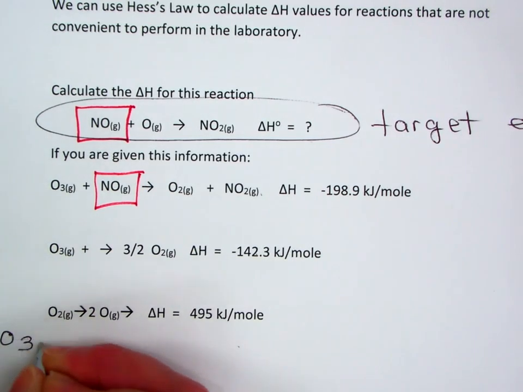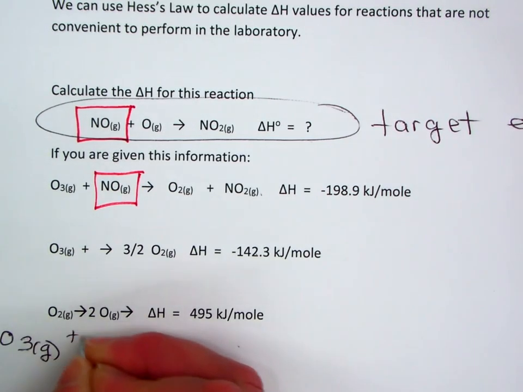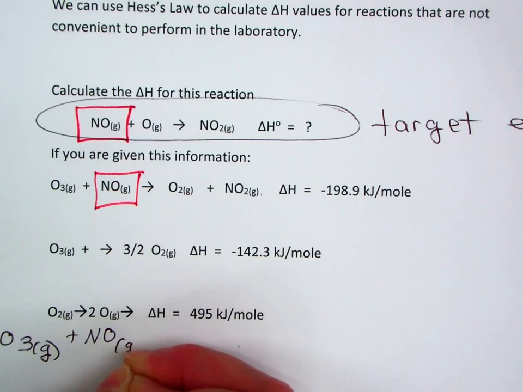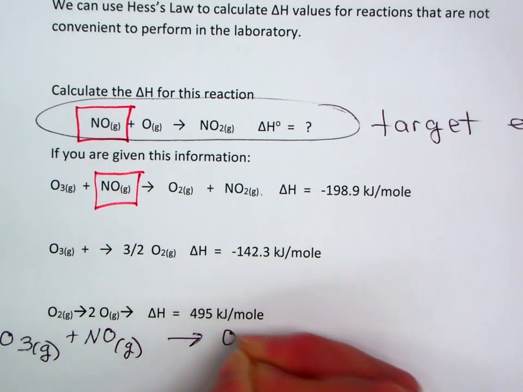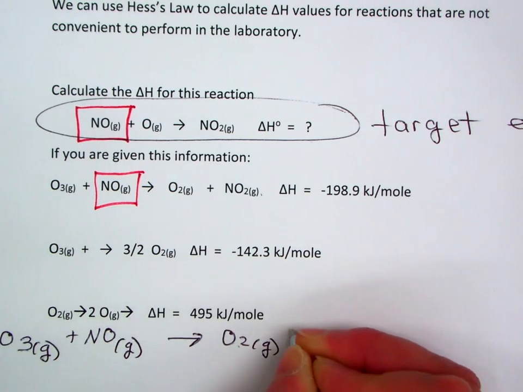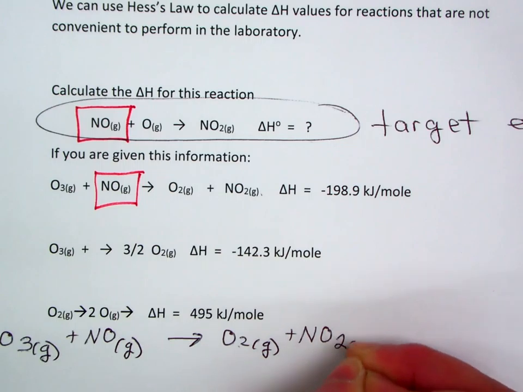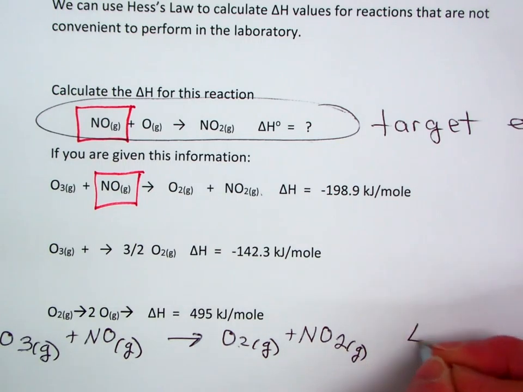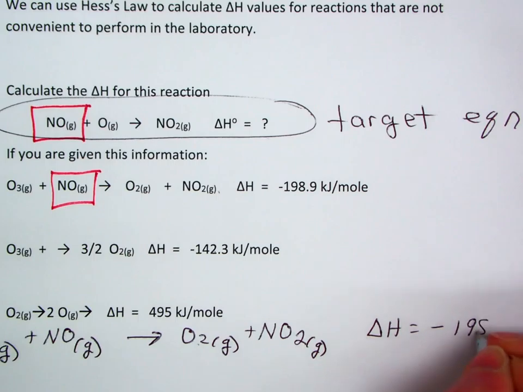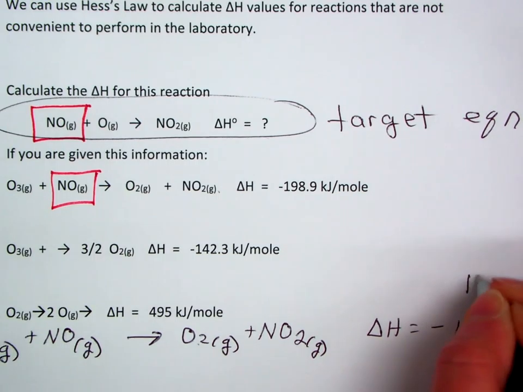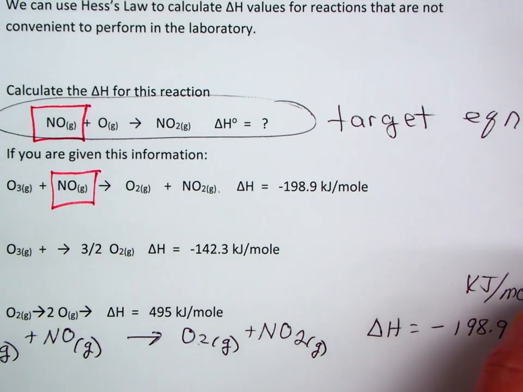So ozone gas plus NO gas yields oxygen gas plus NO2 gas. Delta H is negative 198.9. The units here are kilojoules per mole.